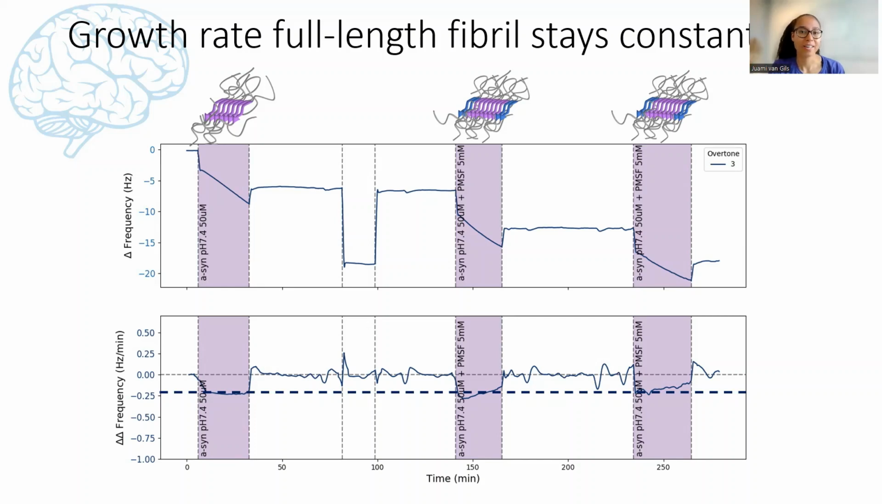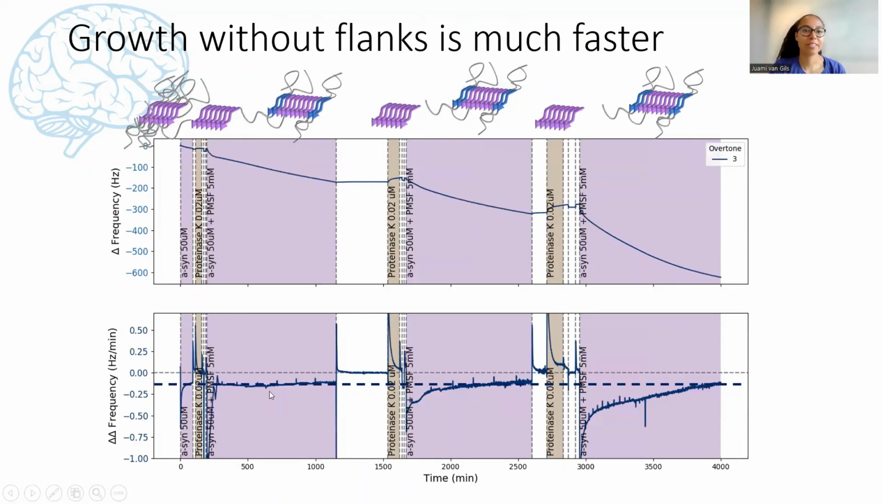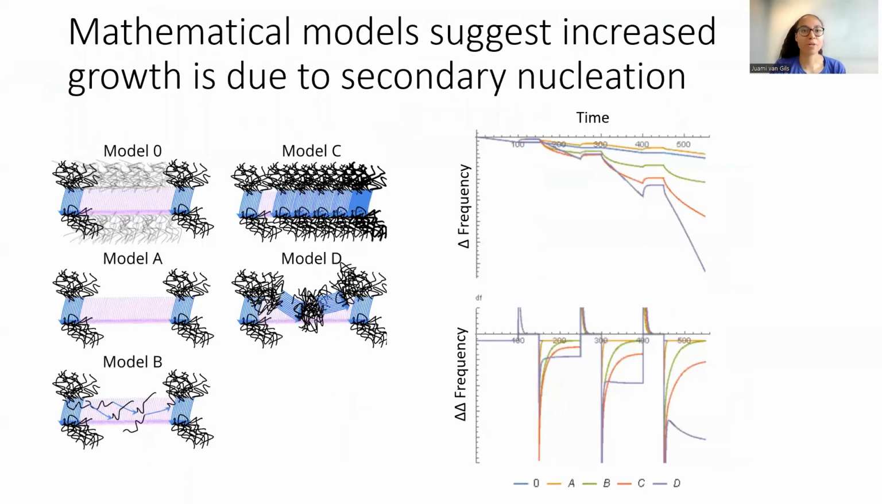Now, if we, in between these steps, use proteinase K to degrade the flanks, then suddenly we see that the rate of growth increases after every degradation step, which means that in addition to linear growth of the fibril, something extra is happening, which makes it grow faster. Now to explain what's really happening, because of course here we're only measuring the frequency, we developed mathematical models that could give us some mechanistic insight.